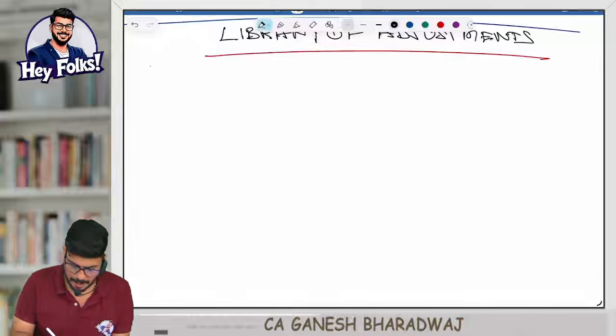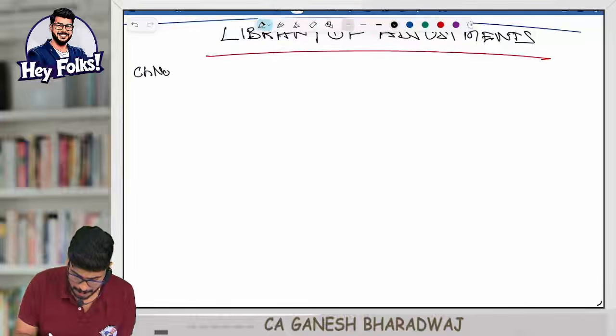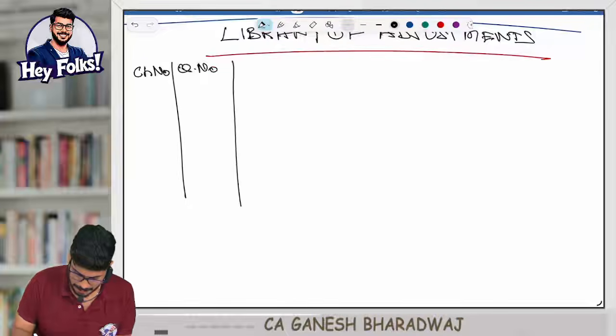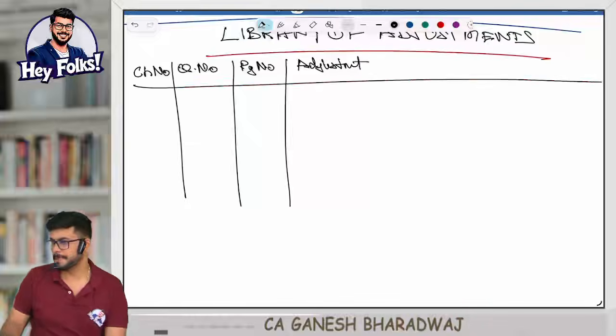Okay. Now, first you can have chapter number, small column, then question number, once again a reasonably small column, page number, small column, adjustment, biggest column. What is it?